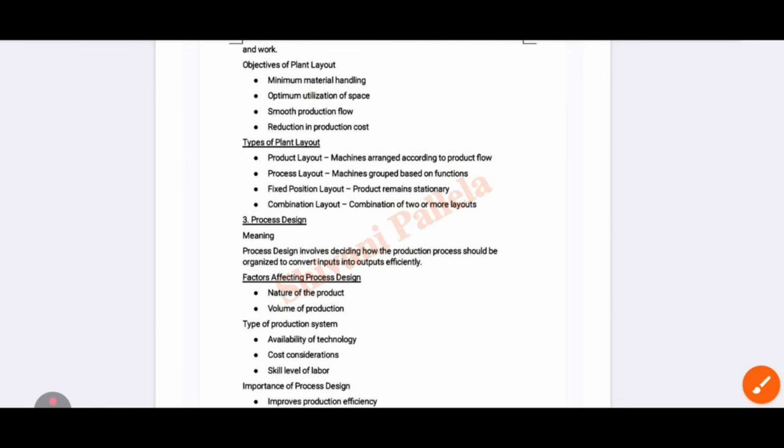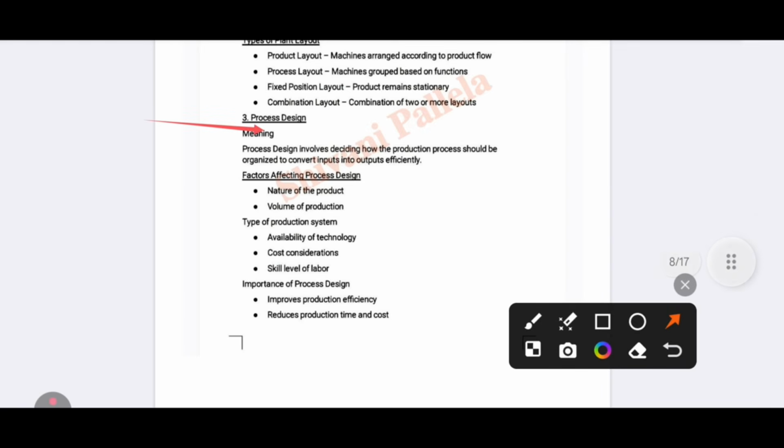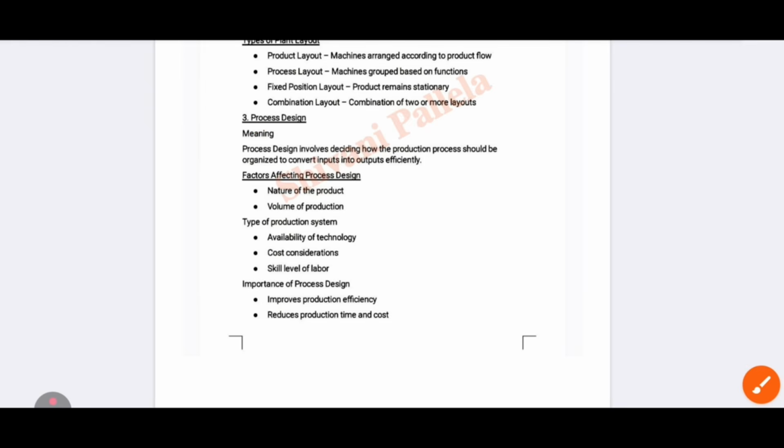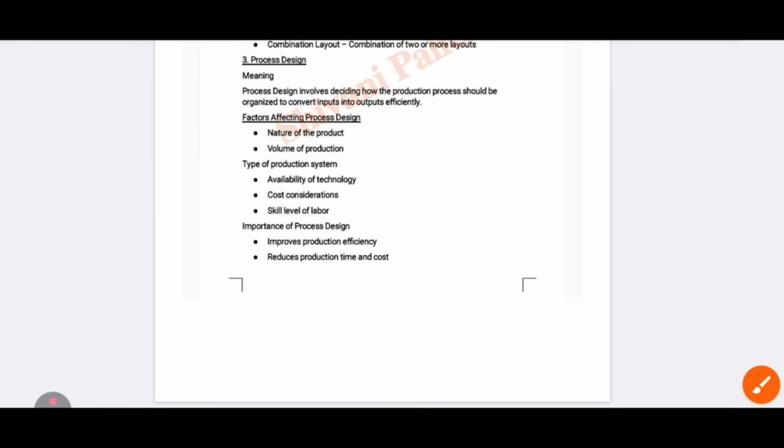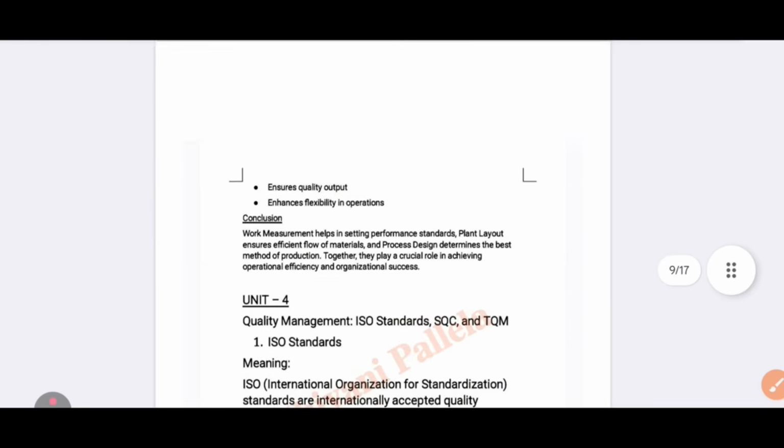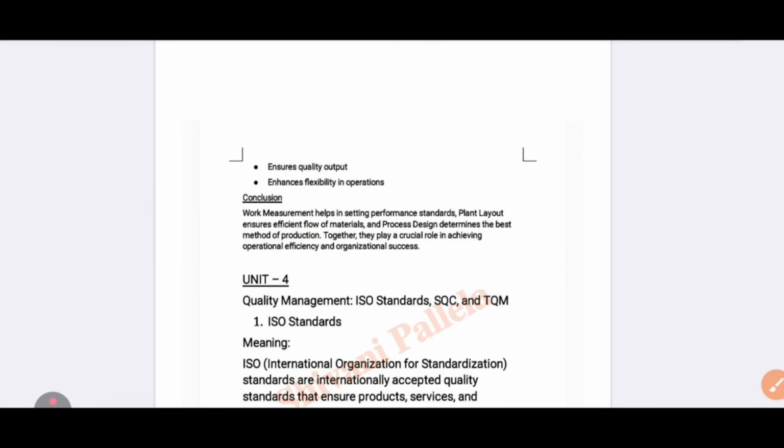Clear? Next and the last one is product design. What is product design? Product design is about how the product should be organized to convert the inputs into outputs efficiently. Here you need to understand what types you have. Availability of technology is one of the main important concepts. Cost consideration is there. Skills of labor is there. Everything can be achieved from this process design. Clear? So from unit number 3, this is the answer you need to write.